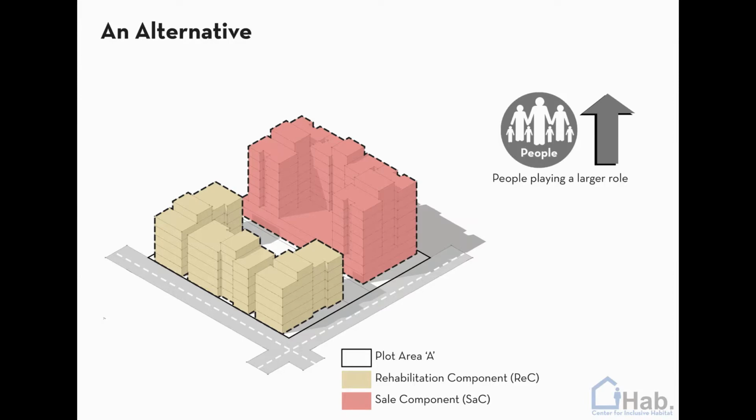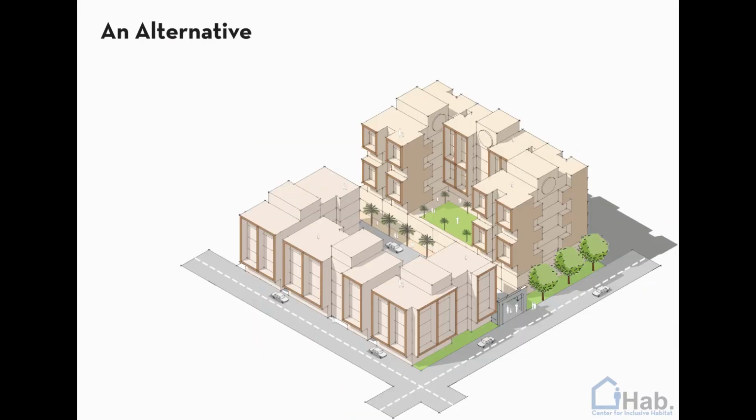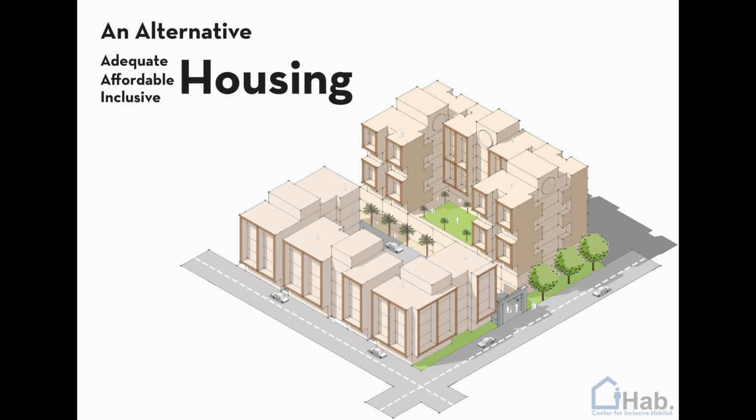But this is possible only and only if people actively participate in the entire development process and engage with the developer and the administration. This alternative is about prioritizing adequacy, affordability, and inclusivity in housing and not profitability.